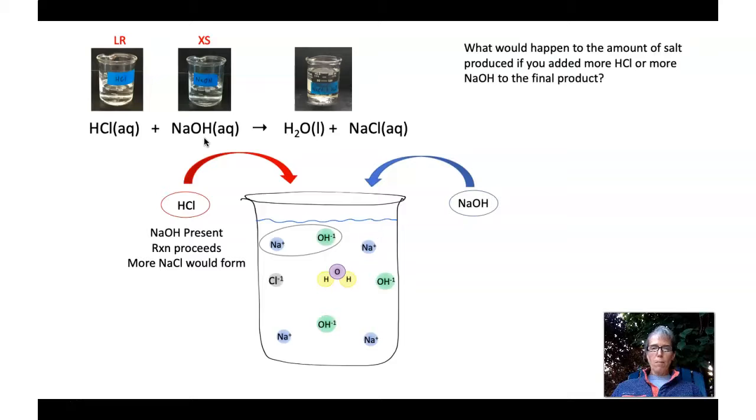Now what about if we add base? Well, the reaction says that we need HCl to react with the base. But there is no HCl. There's chloride, but there isn't any hydrogen ion. You need to have both. So this reaction wouldn't happen, and there wouldn't be any more NaCl formed.